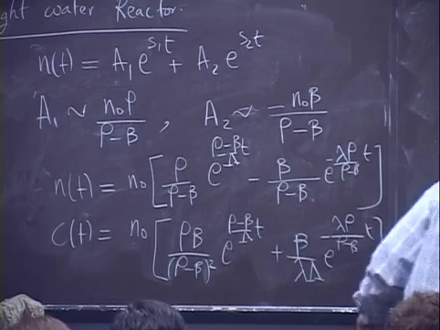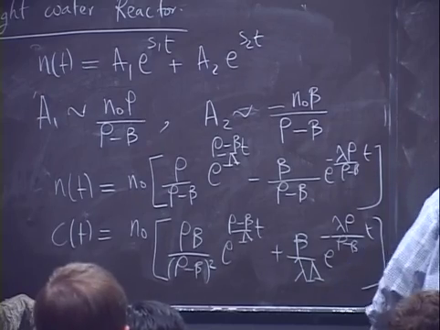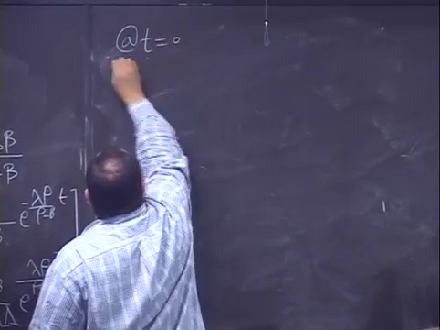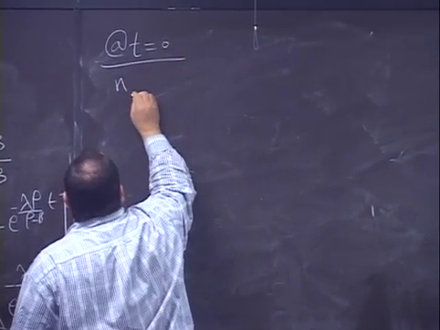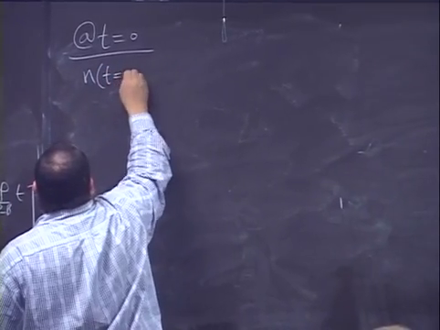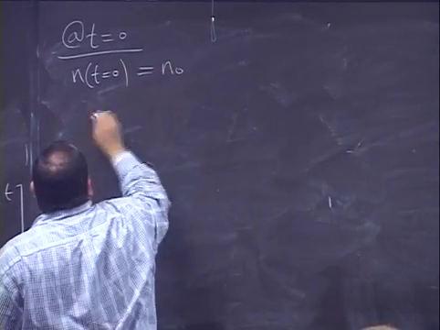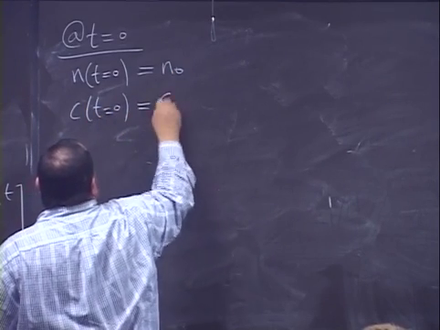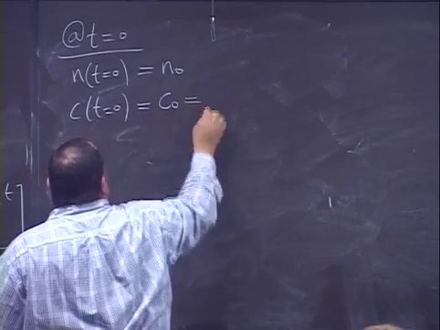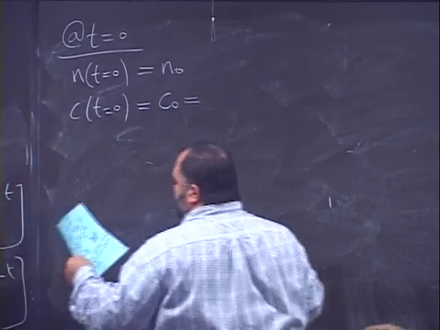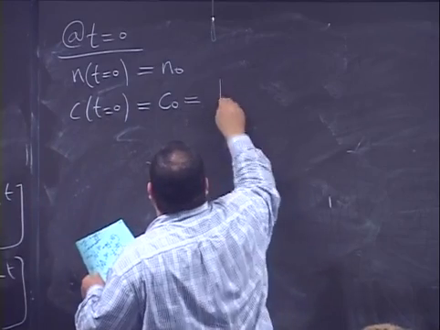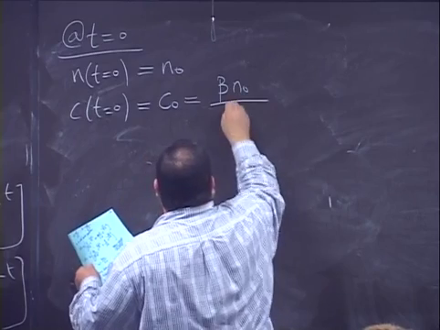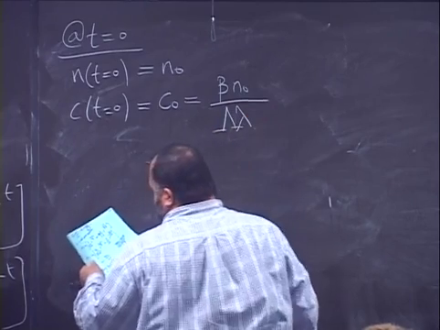And this will be a function of what? C naught will be a function of what? So at t equals 0, what's the initial condition for n? N naught. And C at t equal to 0 will be equal to what? C naught. But what's C naught from here? If you substitute and solve this equation, it will be beta multiplied by N naught divided by what? Gamma lambda.